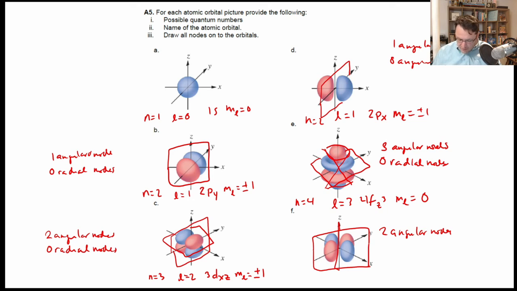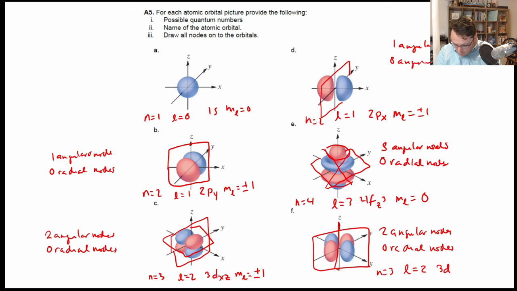And then we don't see any hats. We don't see anything looking like an invisible sphere of nothingness, so we have 0 radial nodes in this case. And so what that gives us is that l is equal to 2. And now n is going to be equal to 3, because 2 plus 1 is equal to 3. And so that tells us that we're looking at a 3D orbital.